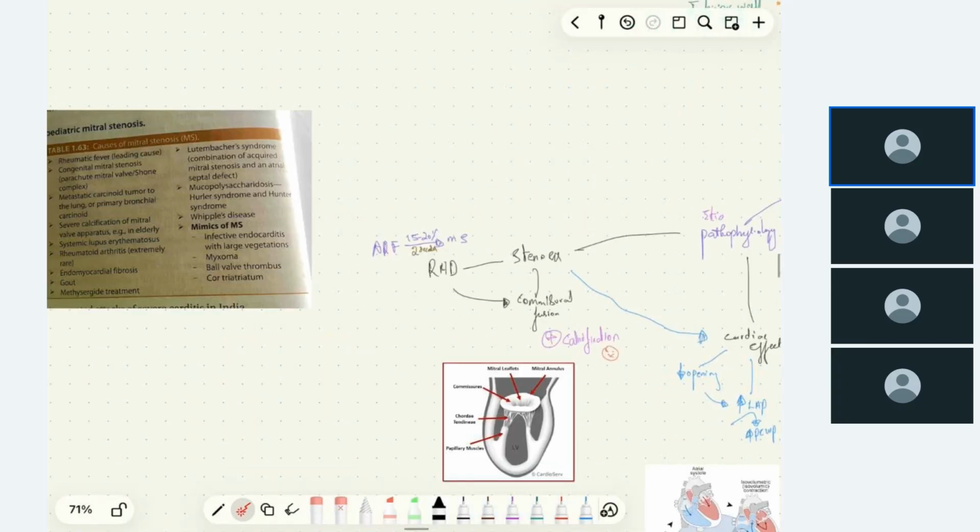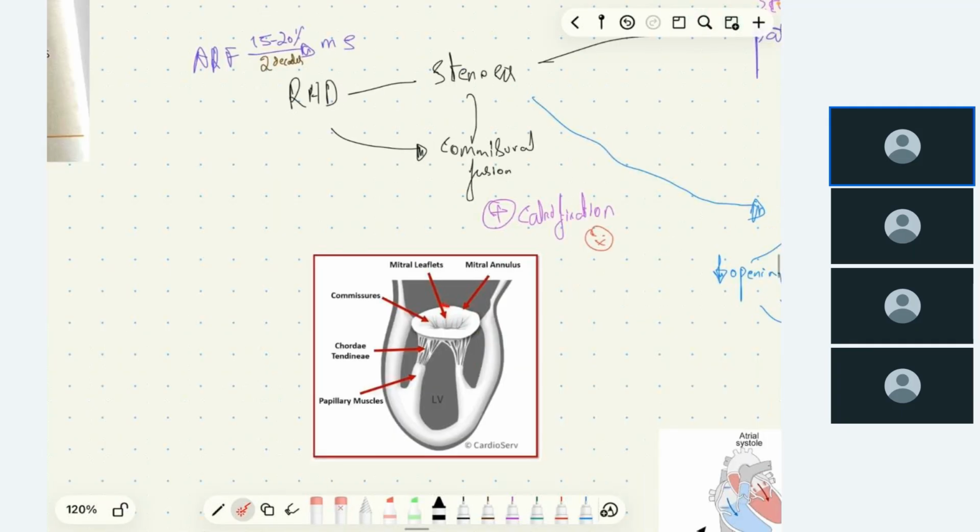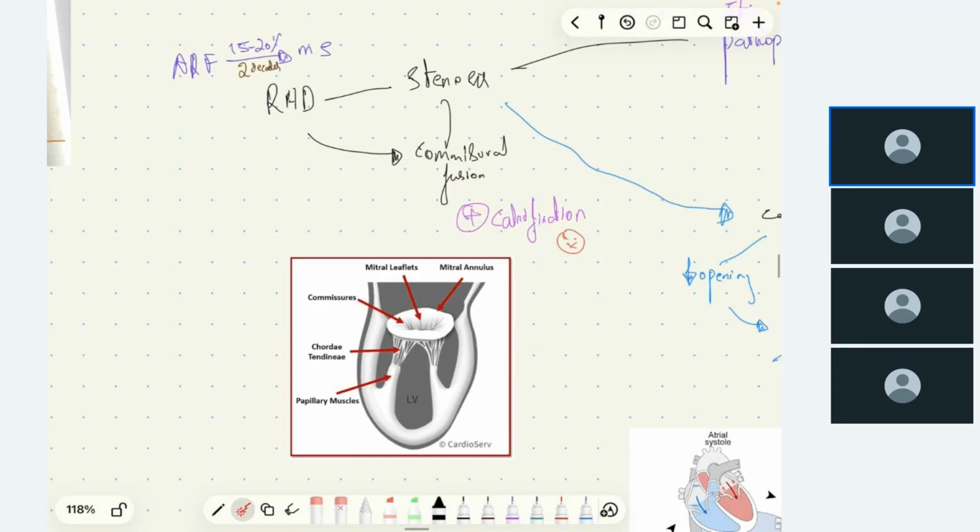After an attack of acute rheumatic fever, 15 to 20% of patients, in the span of 2 decades, that is 20 years, develop mitral stenosis due to damage of the mitral valve. We know the characteristic fish mouth appearance of the mitral valve in mitral stenosis due to rheumatic heart disease. There will be commissural fusion in mitral stenosis.